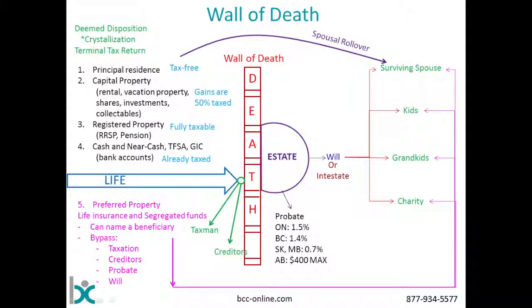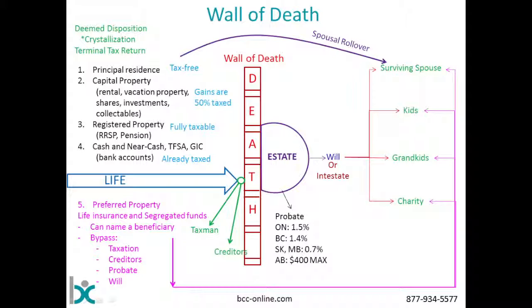This can be advantageous because it means the property will flow very quickly. It won't be held up by this process of probate, nor can anybody who is on this side of the wall of death see what's happening with that death benefit. That allows me to leave whatever death benefits I want to whomever I wish to leave them to without anybody else finding out about it. This is not a matter of public record. It's a private matter between my insurer and my beneficiaries at that point.